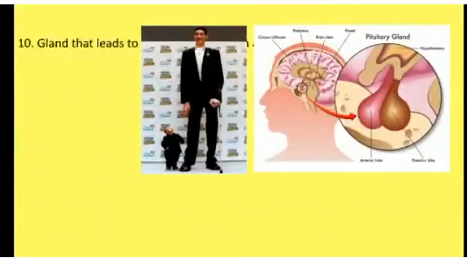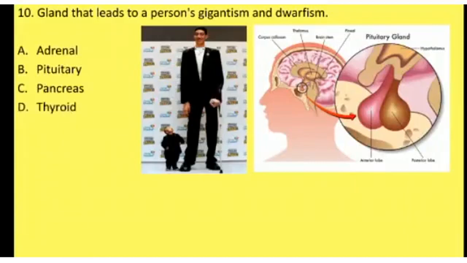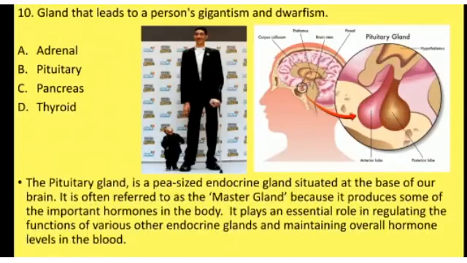So here comes our next question. The gland that leads to a person's gigantism and dwarfism. Is it A, adrenal gland? Is it B, the pituitary gland? Is it C, the pancreas? Is it D, the thyroid? Yes, you guessed it right.